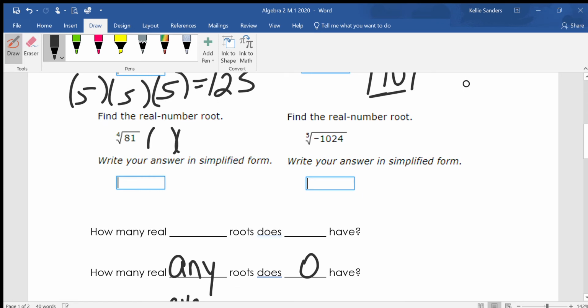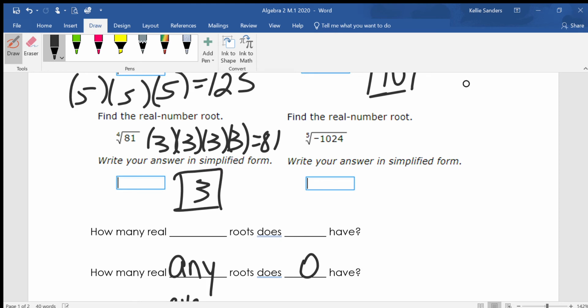What four numbers multiplied together gives you 81? And it's 3. So the fourth root of 81 is 3. And I am not sure what this one is. Give me just a second.